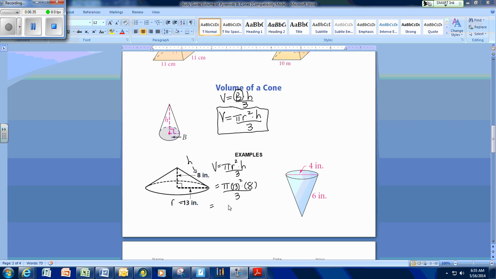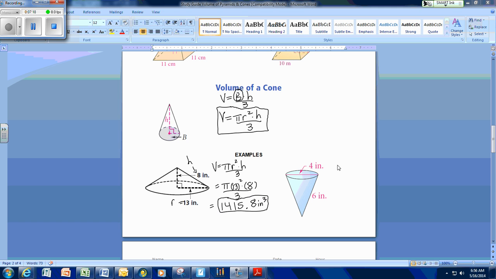It's not going to be a nice round number for us, so I'll go ahead and calculate pi in there. All right, we get 1,415.8. That would be inches cubed. Let me double check that work. All right, looks like that checks out.